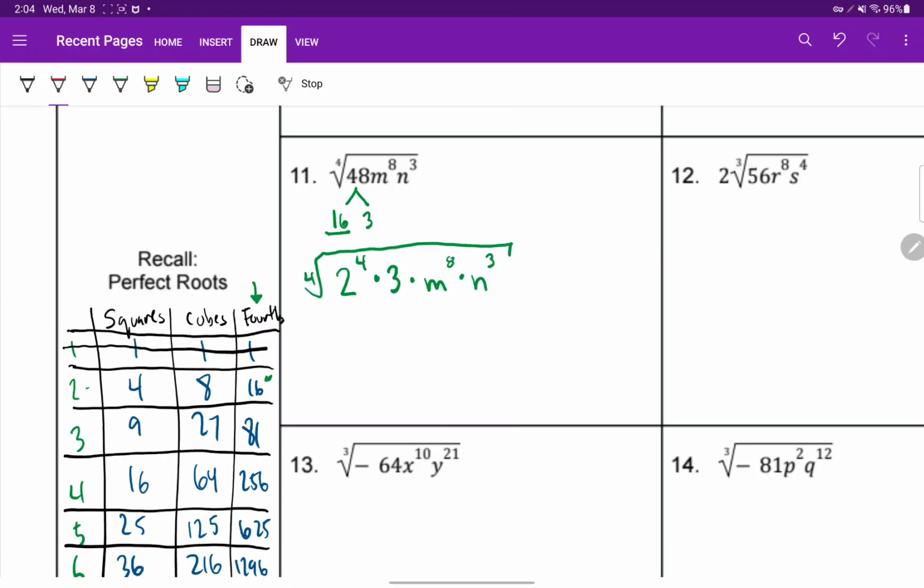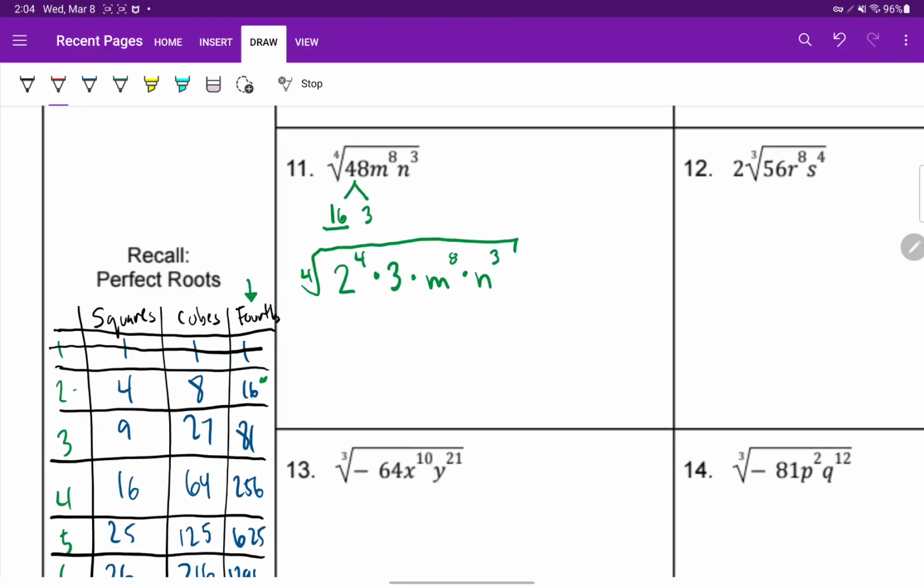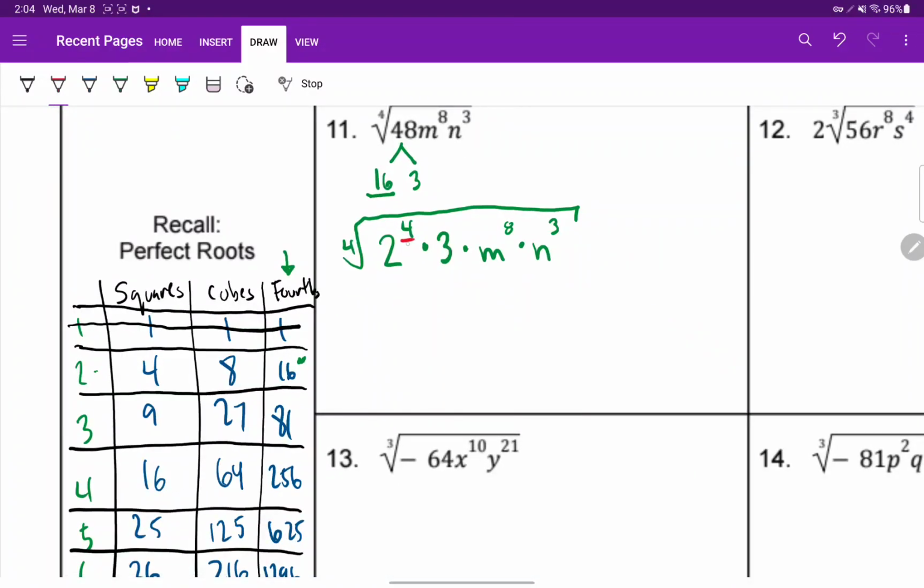And again, this will be the last time I explain that I'm dividing by the index. So I'm going to divide this by 4. So 4 divided by 4 is 1, so that 2 comes on the outside. Here we have just a power of 1, so I can't divide that by 4 because it won't be a whole number. We'll divide this by 4, so 8 divided by 4 is 2, so that's m squared. And then 3 divided by 4 is not a whole number, so I'm going to circle that. And back inside the radical is going to be 3n to the 3rd power.